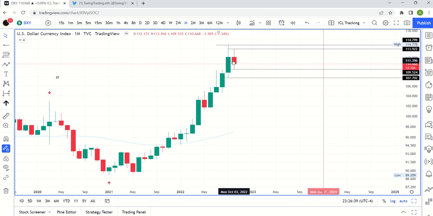And October has a range of 113.942 down to 109.535. So what is that? Call it $4.50. So quite a bit of a smaller range than the $7 range on the monthly. And the interesting thing about that is, if you break either side of the range, you have a better sense that you're probably going to at least test the other end of the range, if you will.